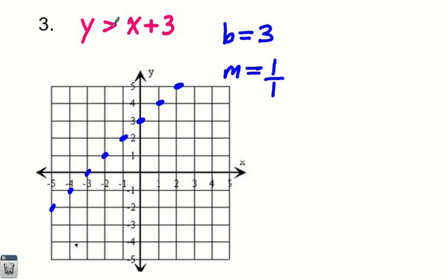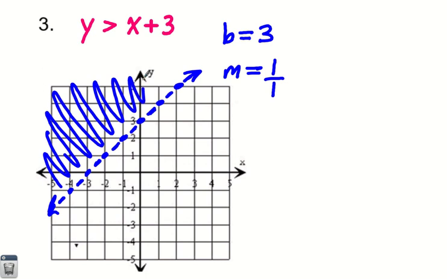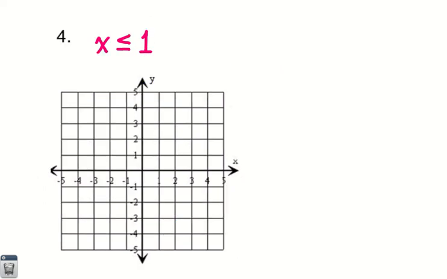And since it's just greater than, we make it dashed or dotted. And as far as the shading goes, it's a greater than, and so we shade above. So if we were to test 0, 0, or even 1, 1, it would have turned out to not be a solution, and so we would have shaded the other side. But I like the above or below deal. Aha!